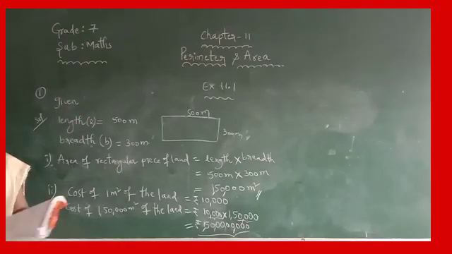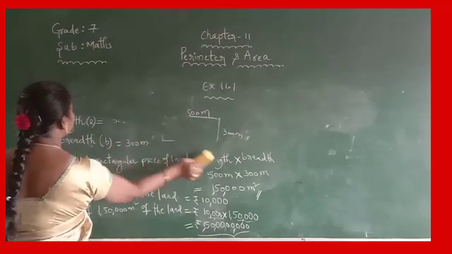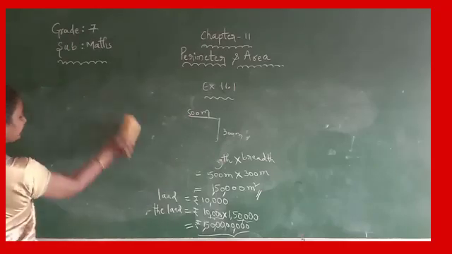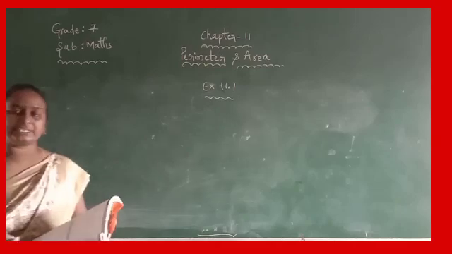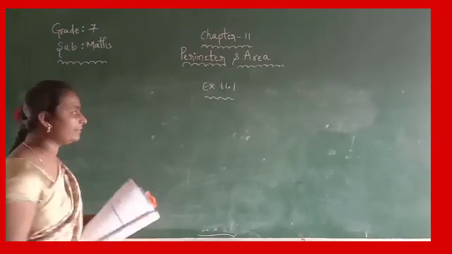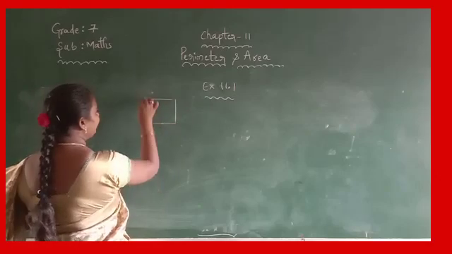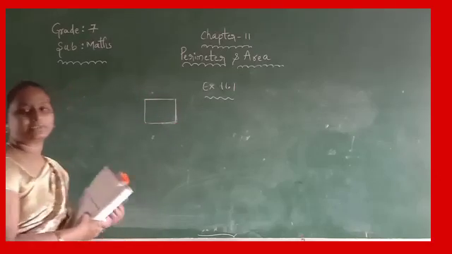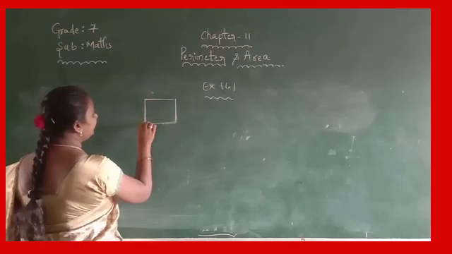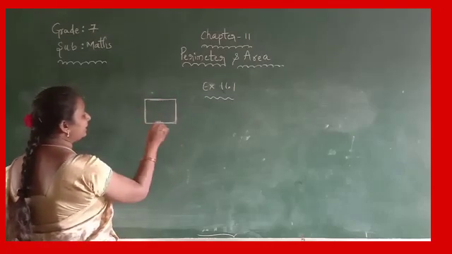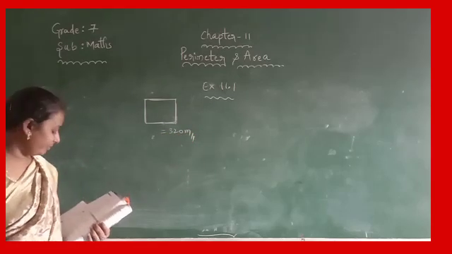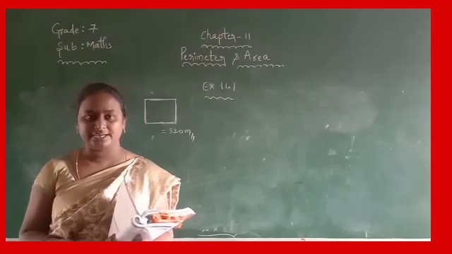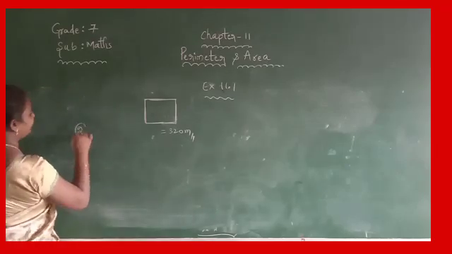So here, which shape is given? Square park. The park is in the shape of a square. Square park is given whose perimeter is 320 meters. So that means perimeter, the total length of its boundary, that is the perimeter of the square, is given as 320 meters. Here we have to find the area.